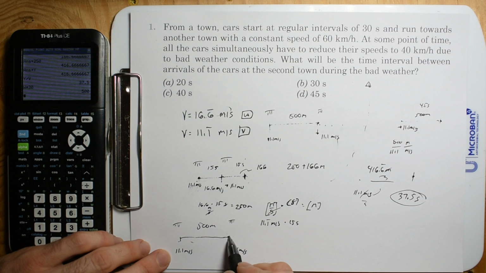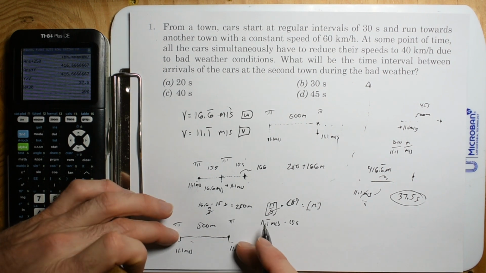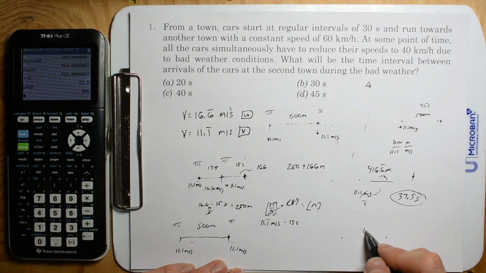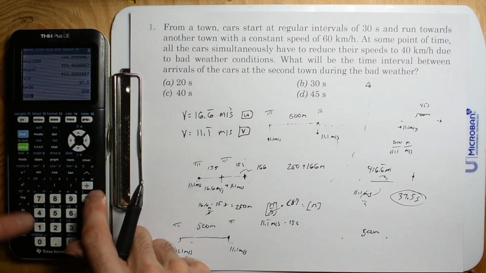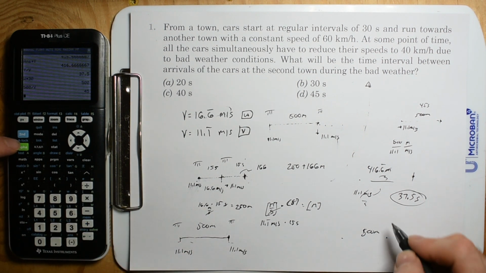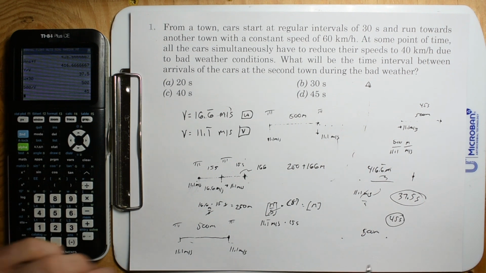Cool. And when they get to the finish line, they'll have this same distance of 500 meters. I thought we already did this one. And what's the time? It's going to be 500 divided by alpha V, and we have 45 seconds.